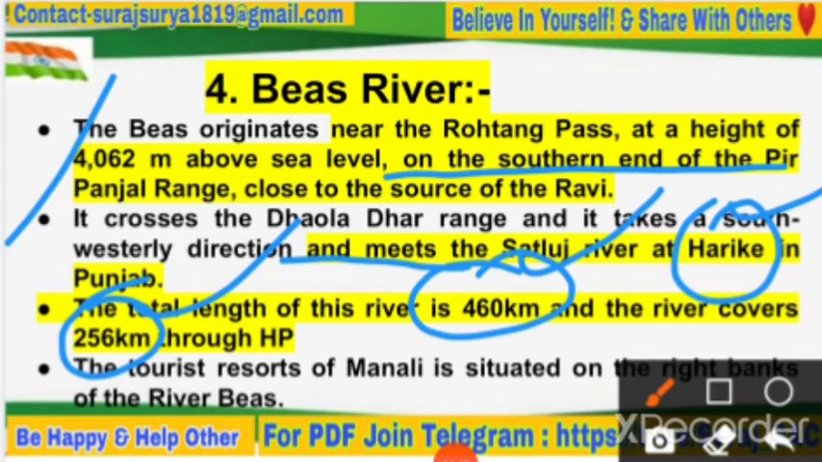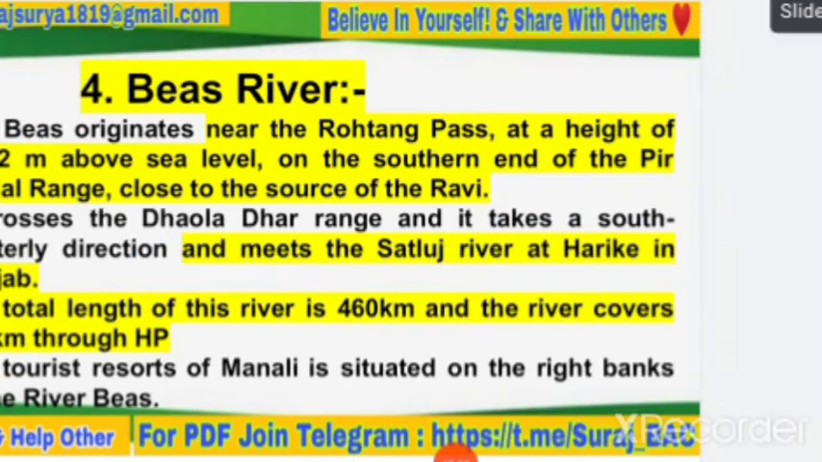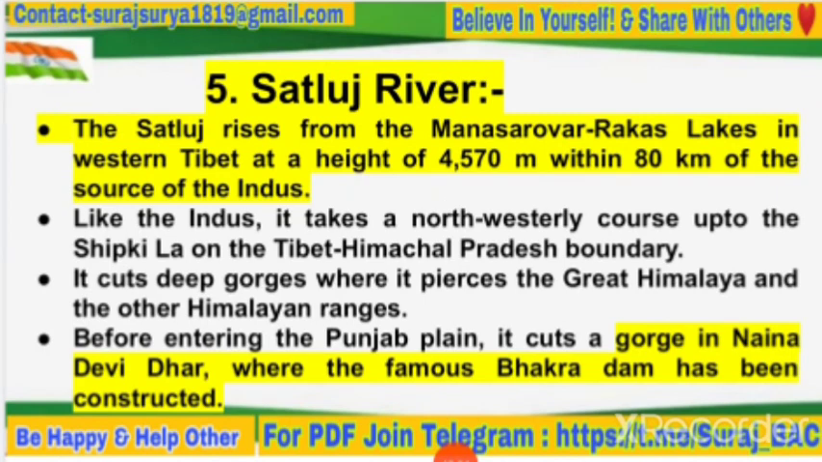These are the important rivers. Now, if you would like to know about tourist resorts, Manali is situated on the right bank of the river Beas, which comes from the Rohtang Pass. This is the important river, that is the Sutlej River.